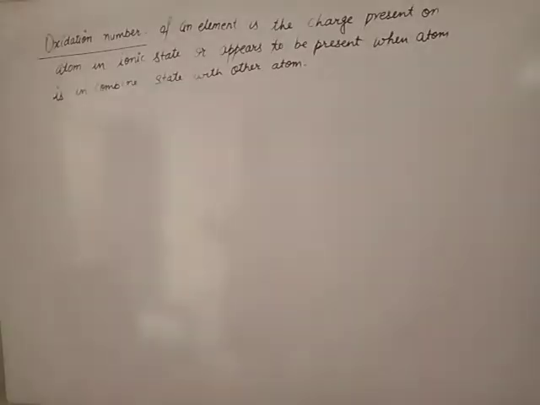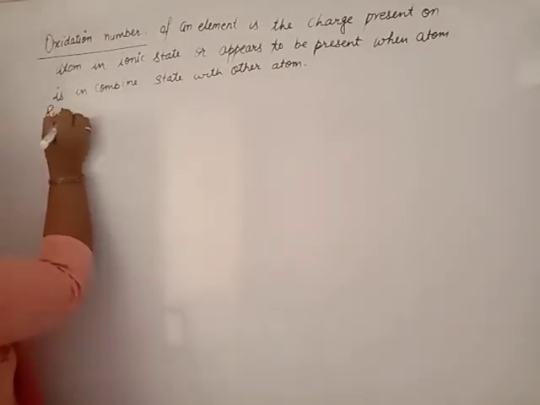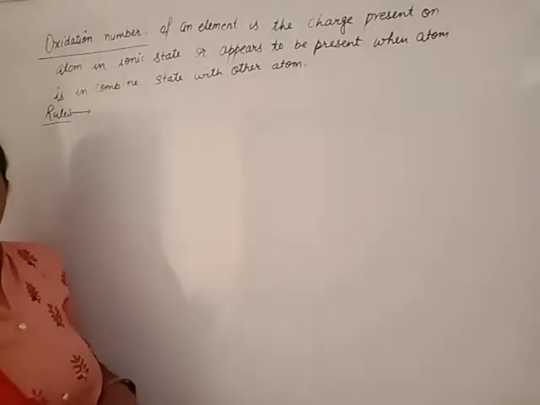You must learn these rules carefully, because in each reaction, when you want to balance the chemical reaction, you must calculate the oxidation number to balance the charge, to balance the number of electrons and all the things like this. First of all, the rules for calculating the oxidation number.